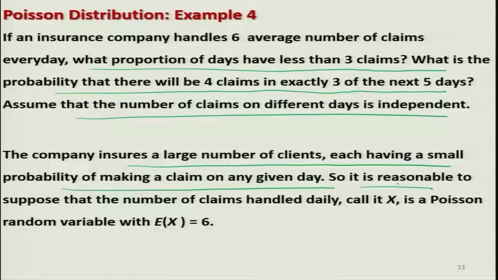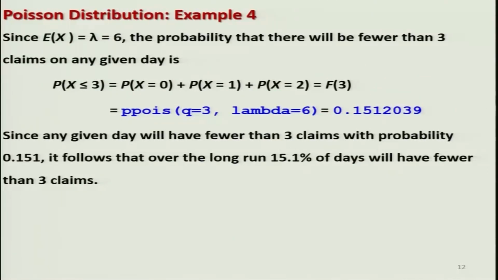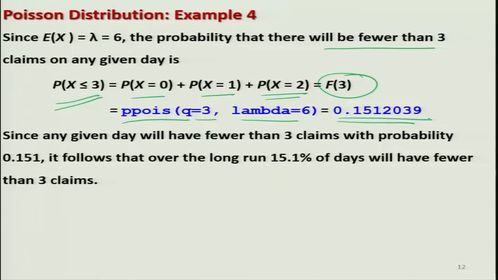So it is reasonable to suppose that the number of claims handled daily will be a Poisson random variable, and if this random variable is denoted by x, then the expected value of x is 6, which is the value of lambda. Now, if I want to find the probability that there will be fewer than 3 claims on any given day, that means I want the probability that x is less than or equal to 3, that is probability of x equal to 0 plus x equal to 1 plus x equal to 2, or simply F3. I can compute this F3 using the command ppois for q equal to 3 and lambda equal to 6, which will come out to be approximately 0.15.